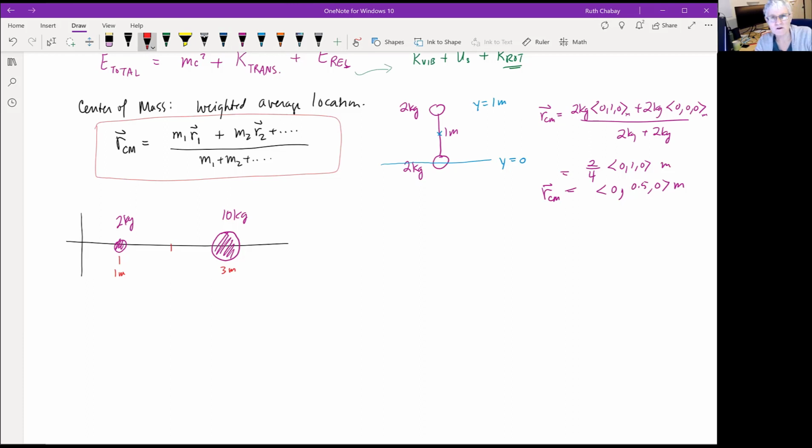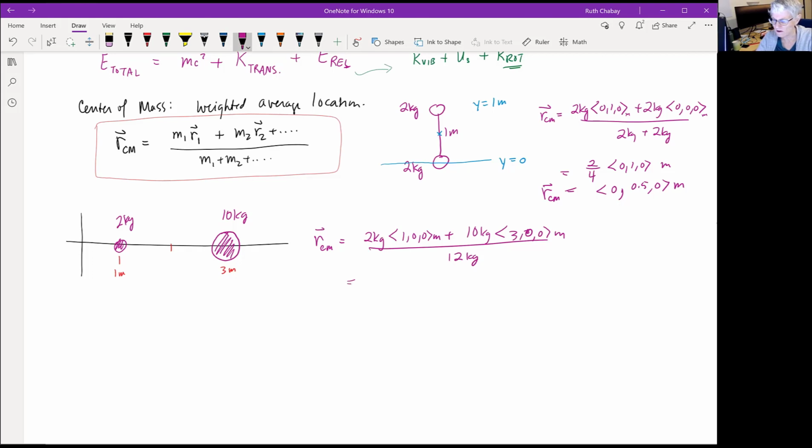Now, we wouldn't expect the center of mass to be in the middle of these two objects. You can imagine they're connected by a low mass but very strong carbon fiber or something, because the object on the right is so much more massive. So in this case, the center of mass would be at 2 kilograms times the position of the first one, which is 1 meter, plus 10 kilograms times the position of the second, which is 3 meters, divided by 12 kilograms.